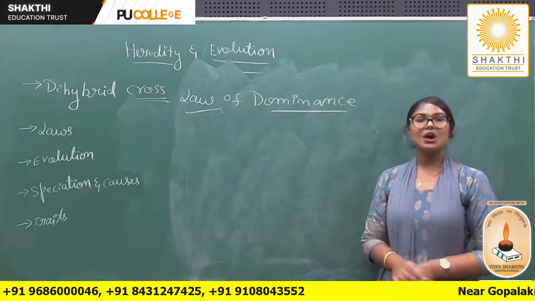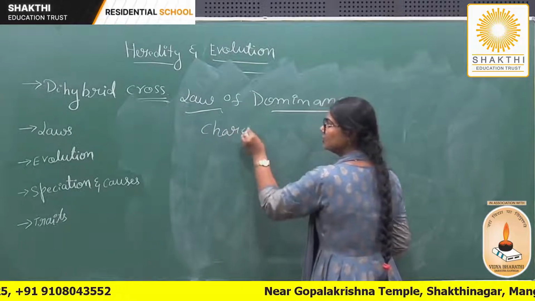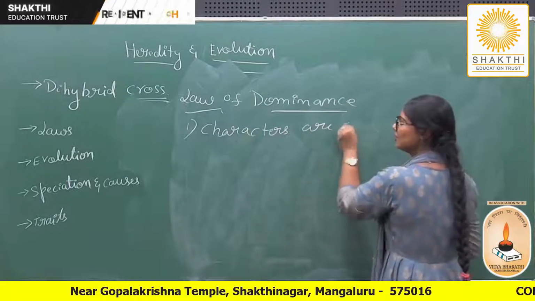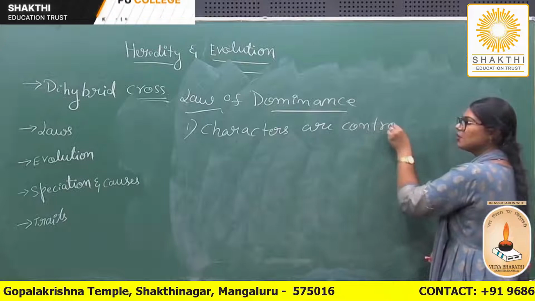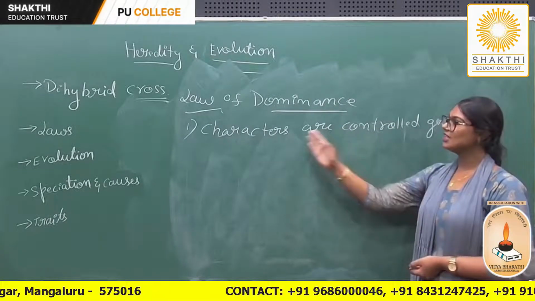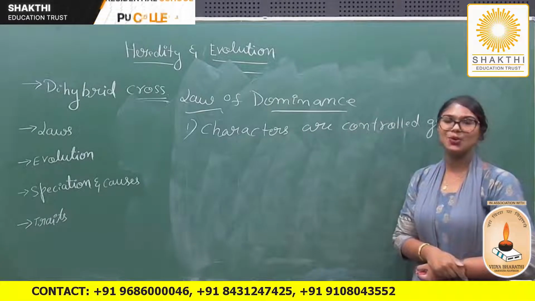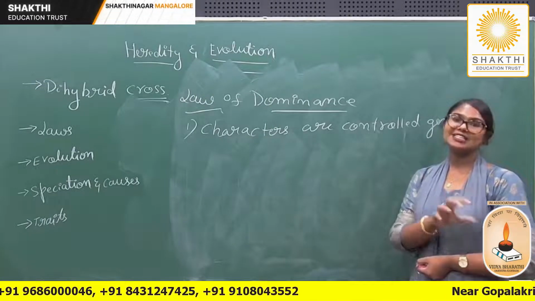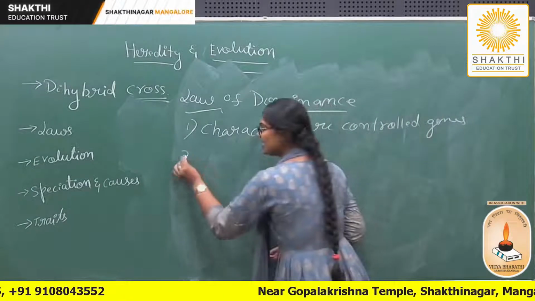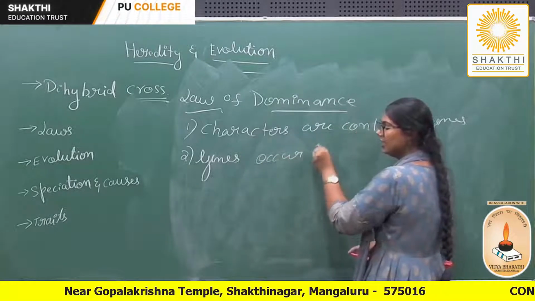Number 1, all the characters are controlled by genes. So first he says, characters are controlled by genes. Very important. This we have already seen in the last class, correct? That was characters are controlled by genes. I had given an example as to how to say that characters are controlled by genes. So quickly recall that. Second, he says that genes always occur in pairs.